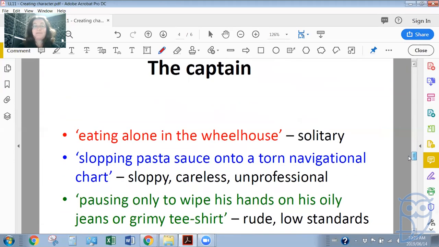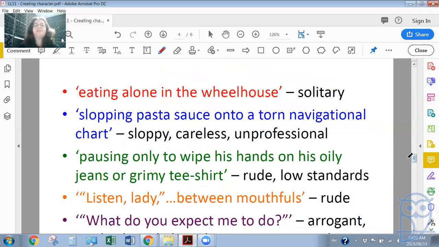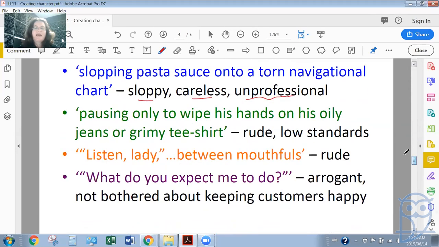Now, what did they say about the captain or suggested comments? Eating alone in the wheelhouse is that he's solitary, which probably means the people, his crew on board the ship, probably don't like him either. They don't want to have lunch with him. Nor does he want to have lunch with the passengers. It's not like he's mingling, getting to know them. No, he's solitary. Slapping pasta sauce onto a torn navigational chart. He's sloppy, he's careless, he's unprofessional. Pausing only to wipe his hands on his oily jeans or grimy t-shirt. Rude, low standards. Yes, he hasn't got very high standards.